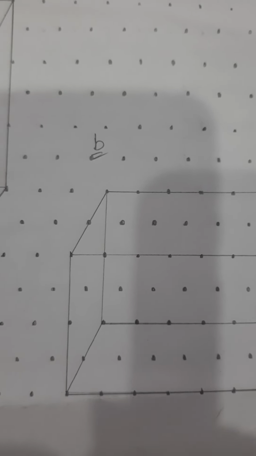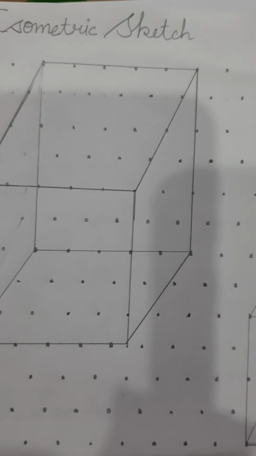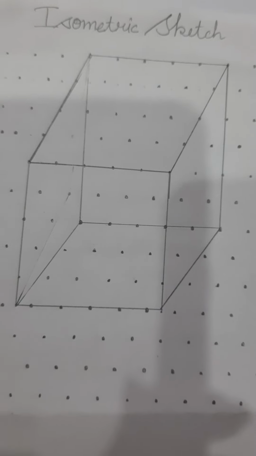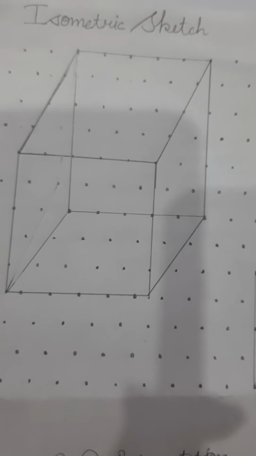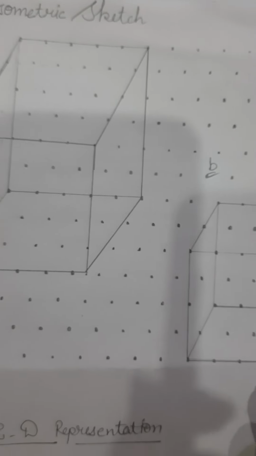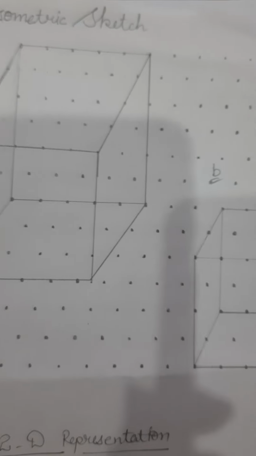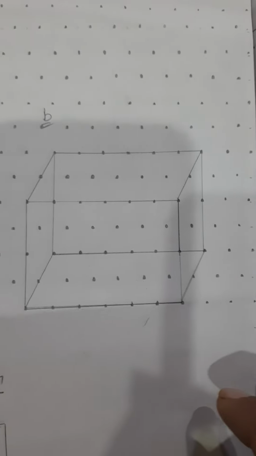Haan ji beta, the isometric sketch. The isometric sketch beta, when we represent the 3D shapes on this type of paper on which there were some dots, these type of paper, when we represent the 3D shapes, that will be known as isometric sketch. Clear? So here you can see, here I have made one cube as well as one cuboid.